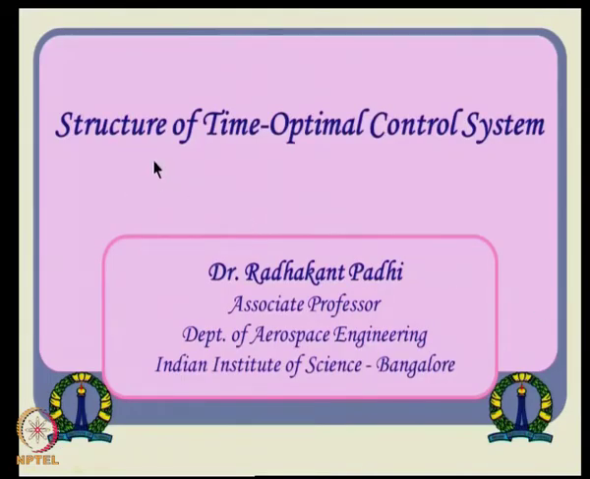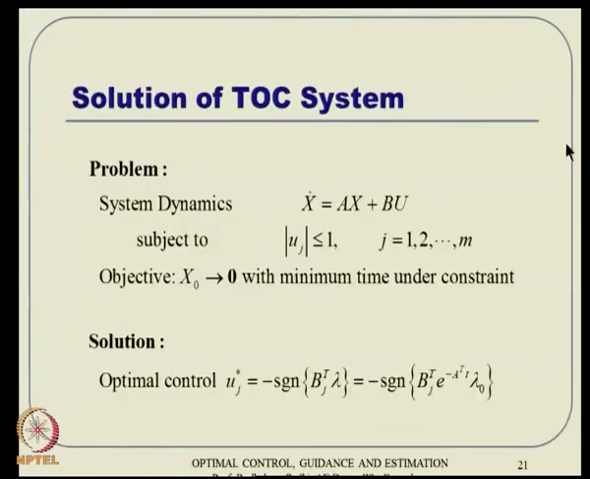Alright, the structure of the time optimal control now, about all these observations, we can derive a certain structural form of the control solution. So, the problem again, just to summarize: we have a state equation, a linear time invariant system, subject to this control constraint. The objective is x naught should be driven towards 0 in minimum time under these constraints. And the solution that we derived is uj star is the negative signum of Vj transpose times lambda. Lambda solution is this one.